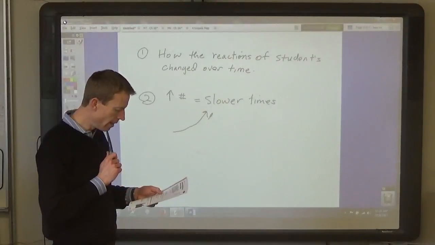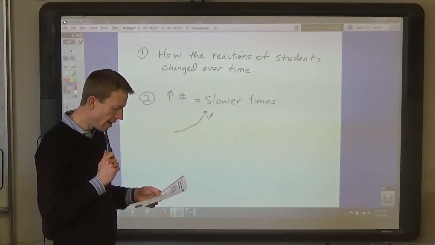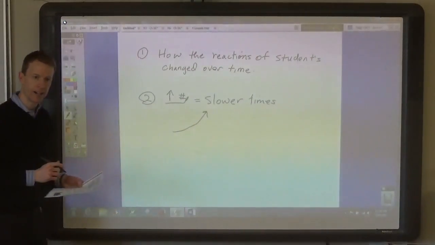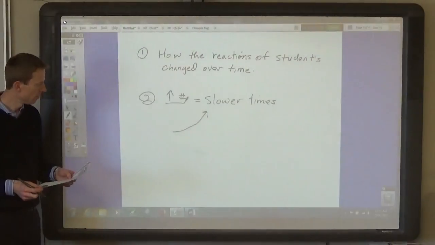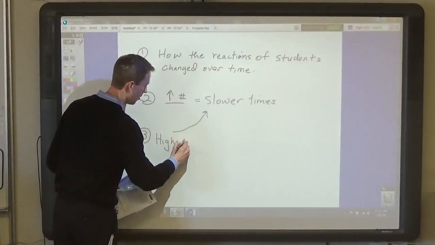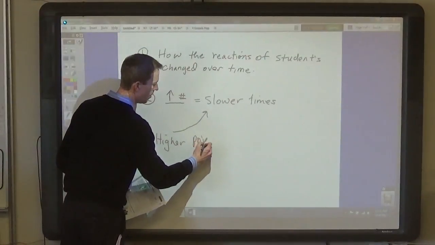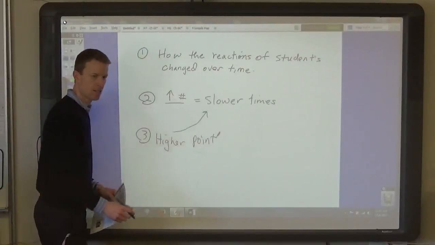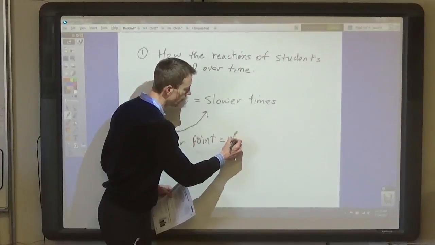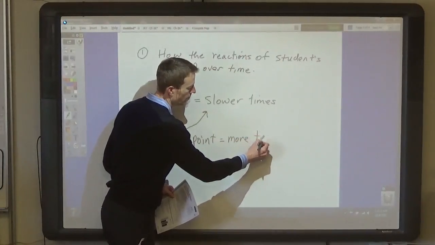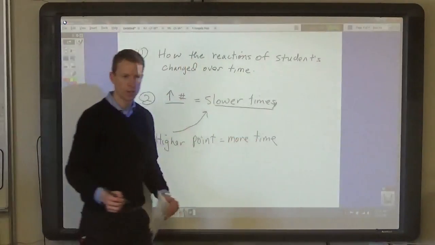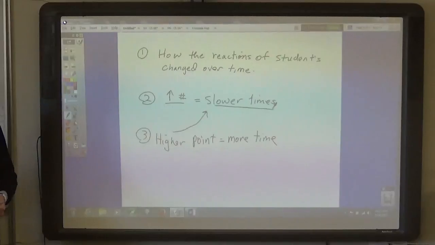Look at number 3. Is a slower reaction time a higher or lower point on the graph? We already said that would be a higher point. So number 3 is a higher point, because the higher point means it took more time. More time in seconds is a slower reaction time.